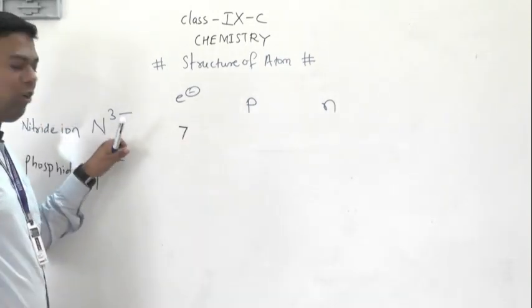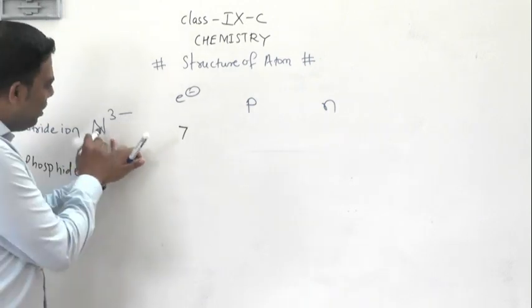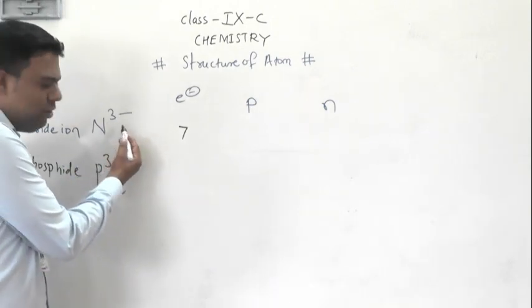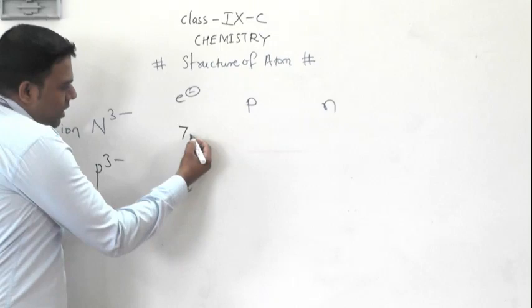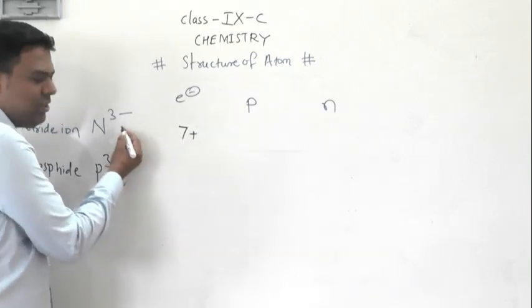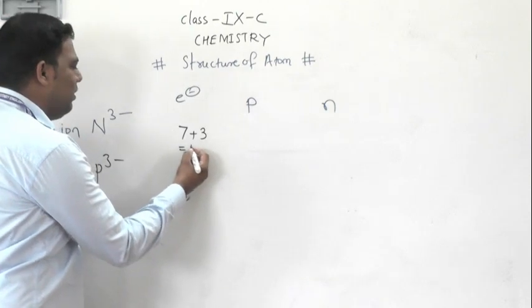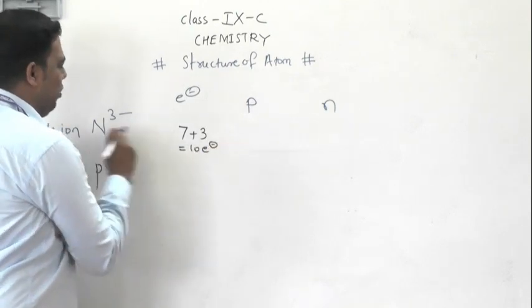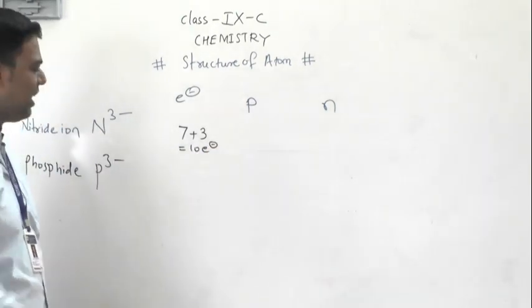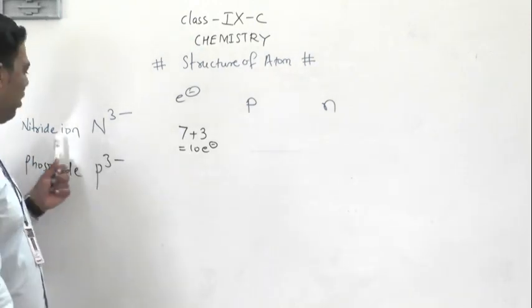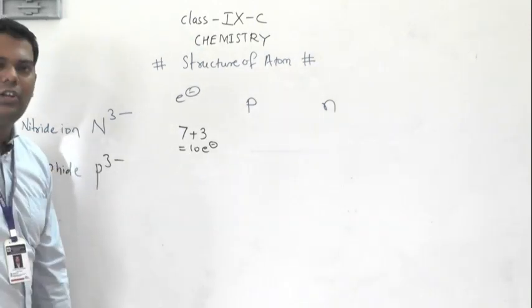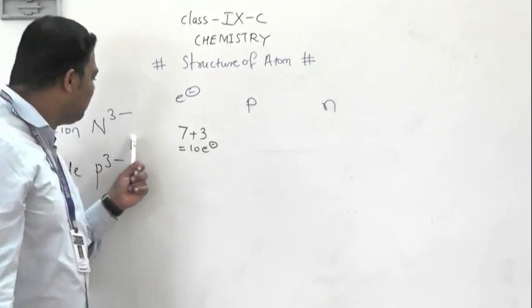Okay, number of electrons: 7 in that. But can you observe this charge also? So 7, and the total is 3 minus charge, so plus 3. So how much will you get here? 10 electrons in your nitrogen, which means N3 minus. So what do we call that ion? Nitride ion. Understood?